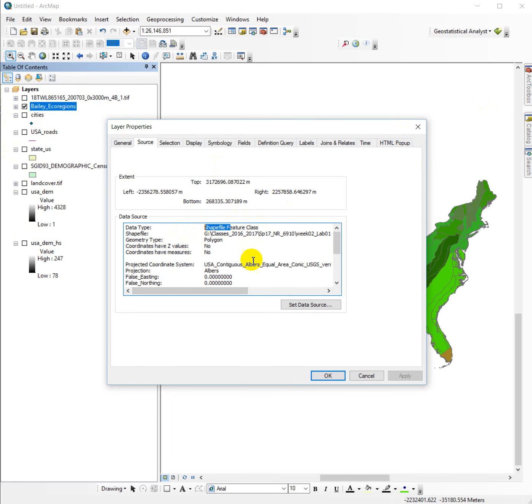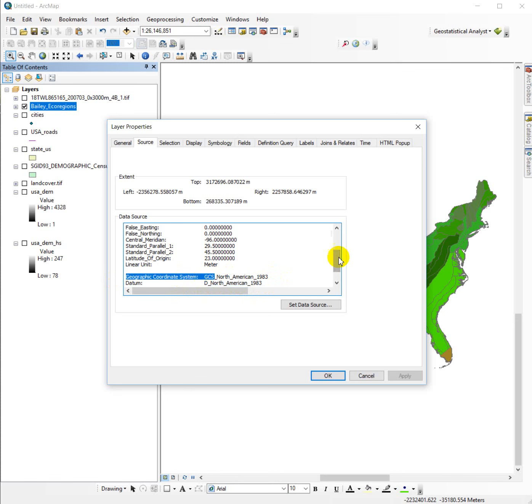We get that here. The coordinate system for the Bailey ecoregions, this is it: USA contiguous, Albers equal area conic, USGS version. That's the whole coordinate system. It tells you that there. The projection is Albers. Linear unit is meters, and the datum it's built on is the North American datum of 1983. So geographic coordinate system and datum are, for all intents and purposes, the same thing. This just basically has a defined origin, and we decide if it's decimal degrees or degrees, minutes, seconds.